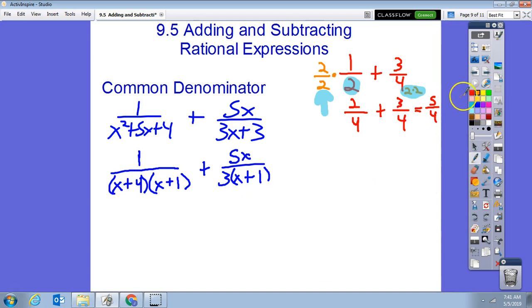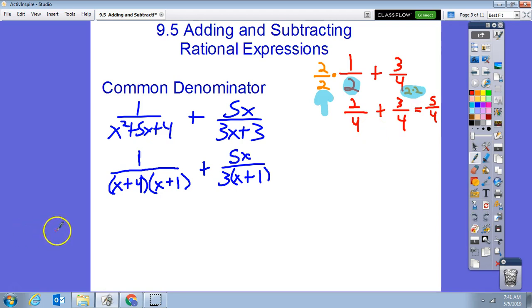Notice that this one here has an x plus 4 and an x plus 1, right here and right here. This one has a 3, and this one also has an x plus 1. So they both have an x plus 1. But this one has an x plus 4, this one doesn't. This one has a 3, this one doesn't. So what you want to do is get them to both have the same thing.